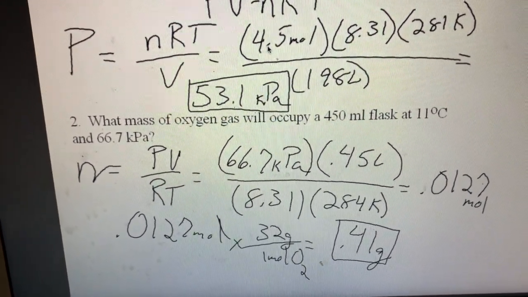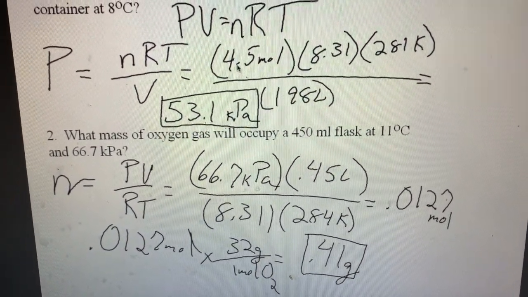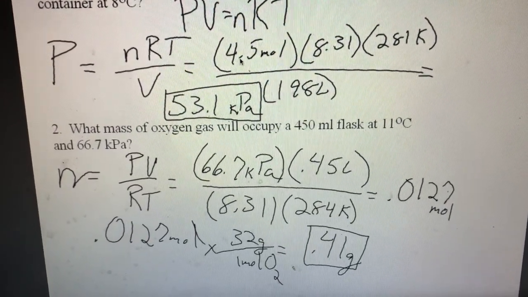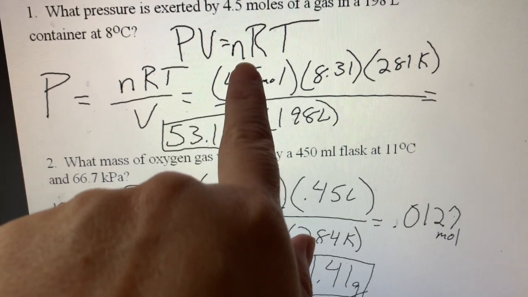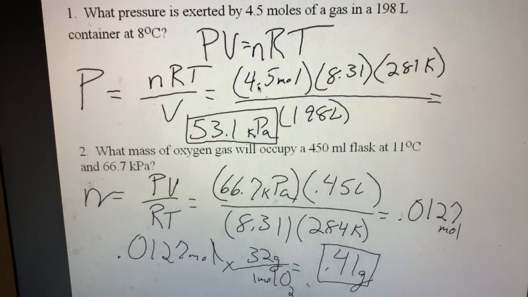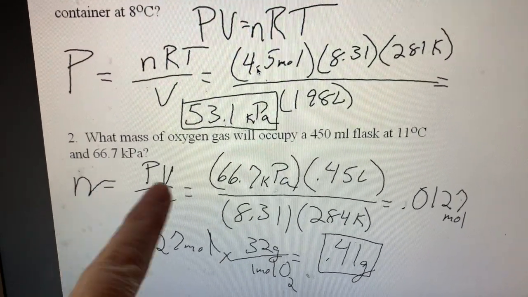What mass of oxygen gas will occupy a 450 ml flask at 11 degrees Celsius and 66.7 kilopascals? I'm asking for mass. Now, nowhere in our ideal gas equation do we have mass directly, but we do have moles, and moles is an amount of our gas that we can easily convert to grams. Sorry, this is bad handwriting, but that's n. So I'm solving for moles.